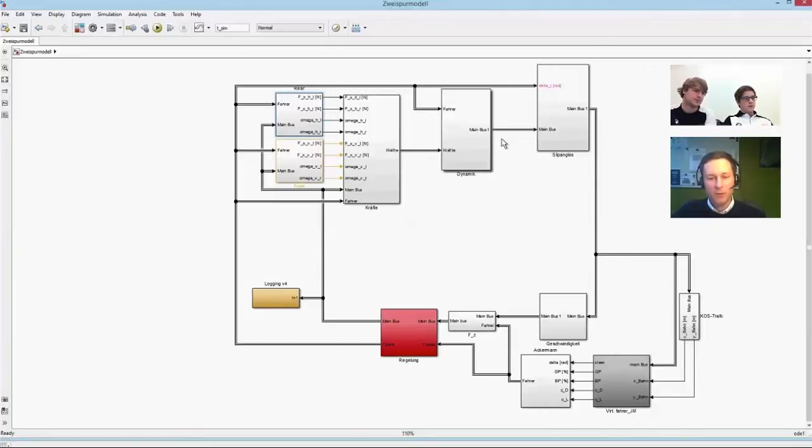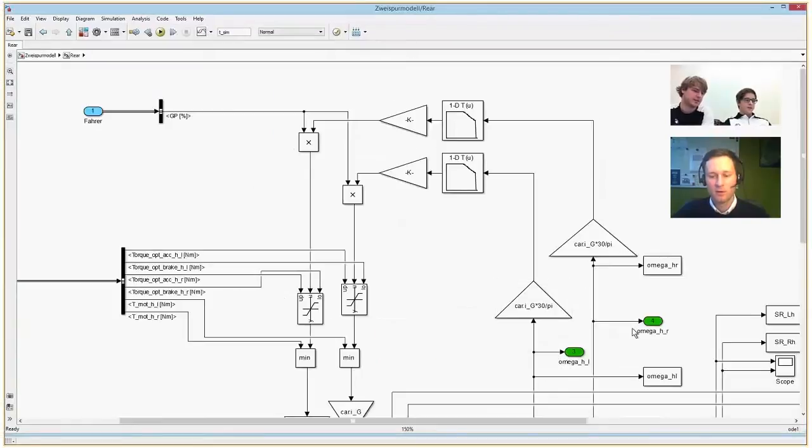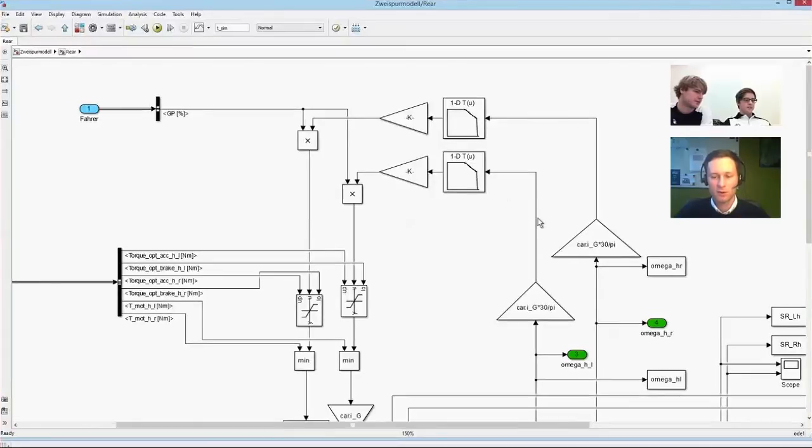Okay, can we have a look at, for example, front or rear axle, just to get an imagination of how you put together your model? Yeah, sure. So we can take a look at the rear axle. So we see here the model of our motors. We have the wheel speed, which goes into this lookup table. So here the maximal possible torque is calculated out of the motor curve.